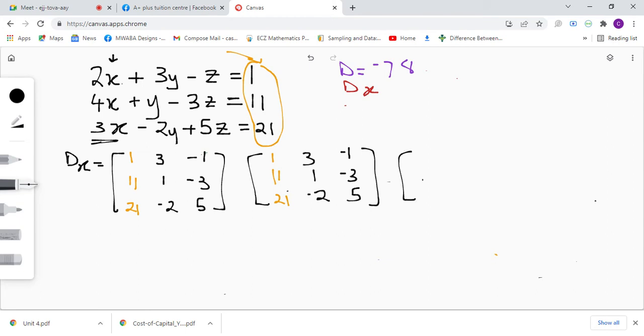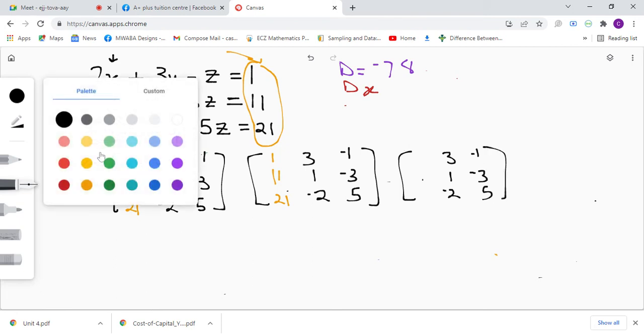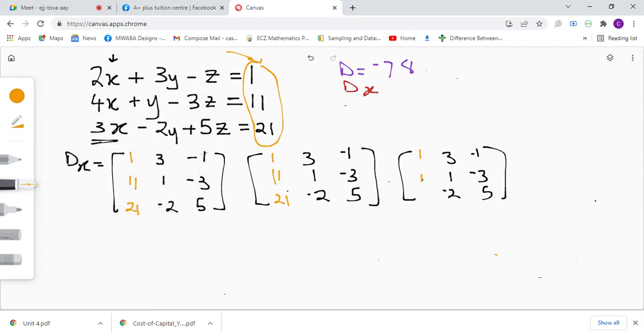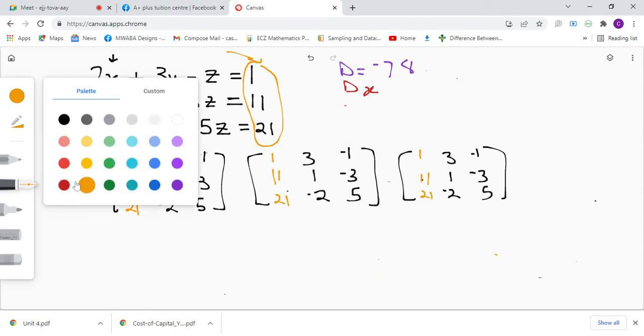And then the final one. Let me just put these columns in black. This is the y column, the z column, and the x column I'll put in yellow. 3 and 5. Our x column is still 1, 11, and 21. Right, so the same process again as we did earlier on.